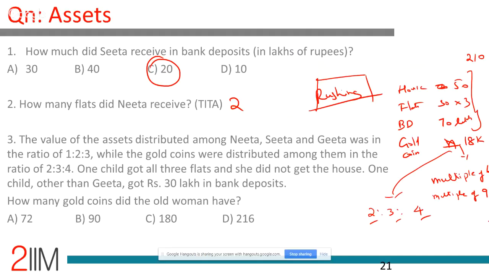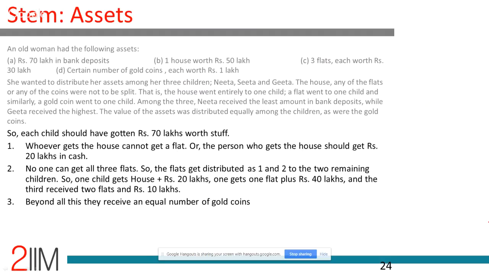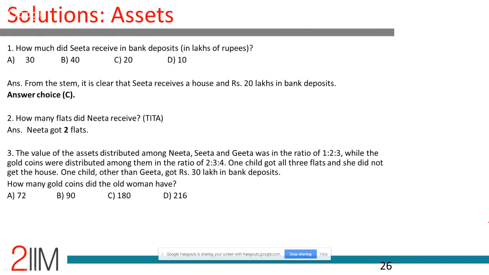So now we are on to something. Now I'm going to go to the relevant part of this question. We need some more space. So now I'm going to say the total assets. House is worth 50. Flats we have 30 into 3. Bank deposits we have 70. Gold coins we have 18k.